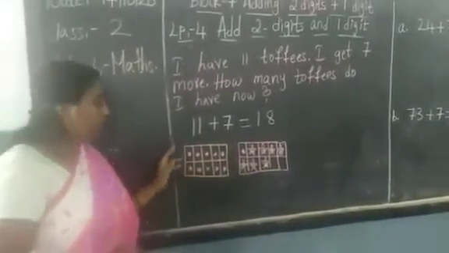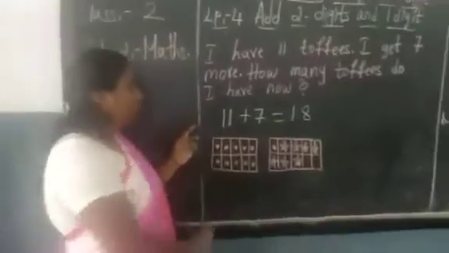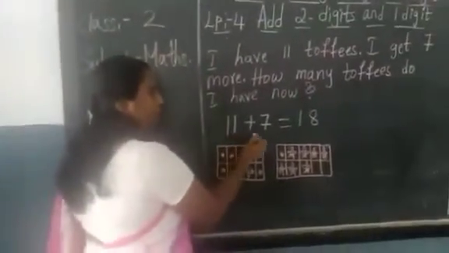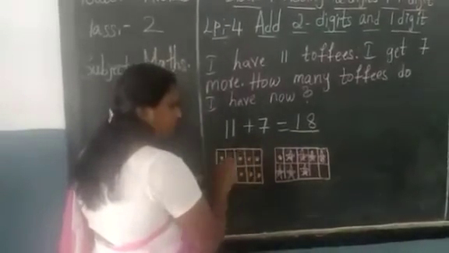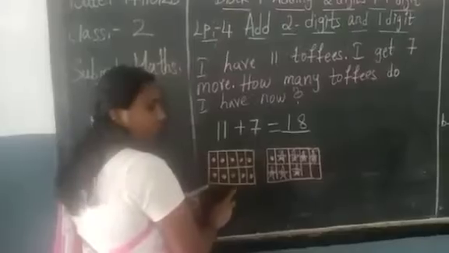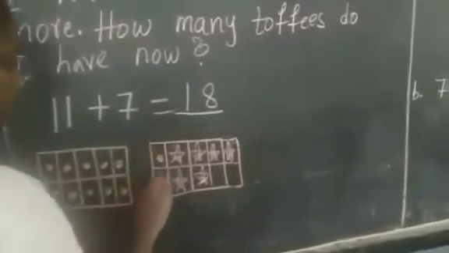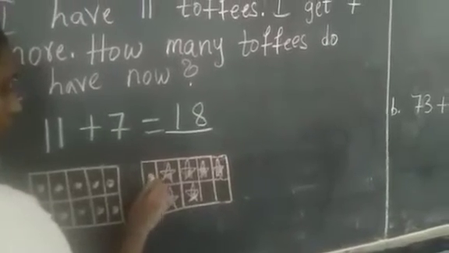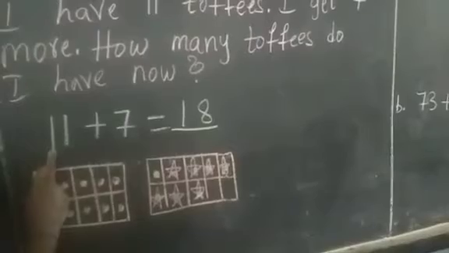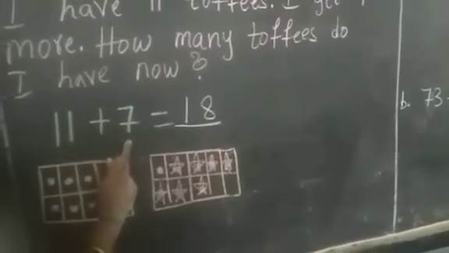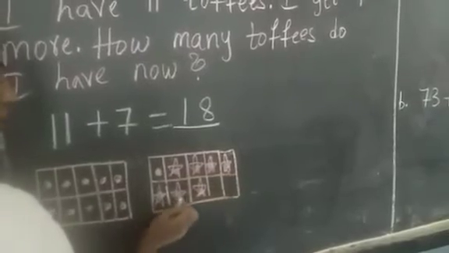Okay children, we have drawn a frame here. Now children, 11 plus 7. First I have drawn a 10 frame. In this 10 frame we have 10. And one more frame I have drawn here, and here is 1, 11. So 10 plus 1 is 11. So how many more do we need here? 7. 1, 2, 3, 4, 5, 6, 7.